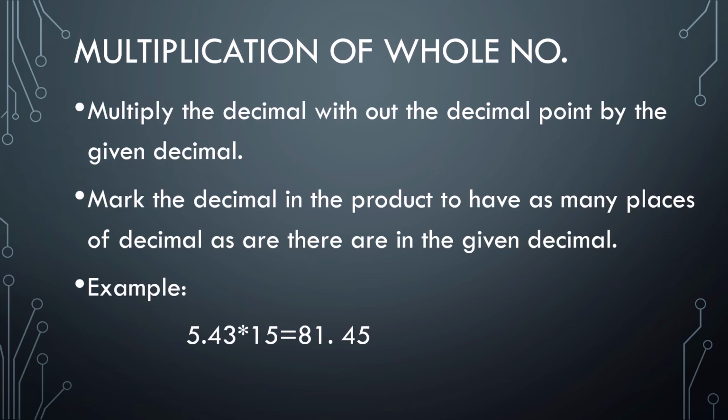Multiplication of decimals by whole numbers. Multiply the decimal without the decimal point by the given whole number and mark the decimal point in the product to have as many places in the decimal as there are in the given decimal. If it has two, first multiply it. If the decimal has two digits, you shift the point two digits towards the left. This is how to multiply with whole numbers.